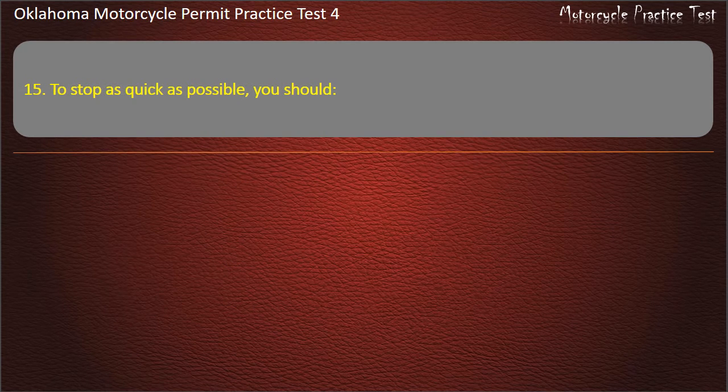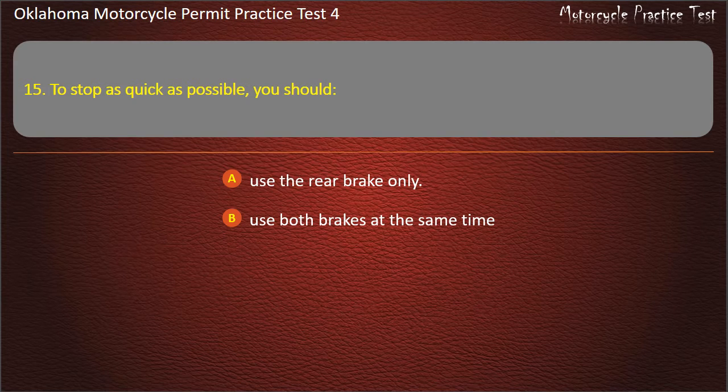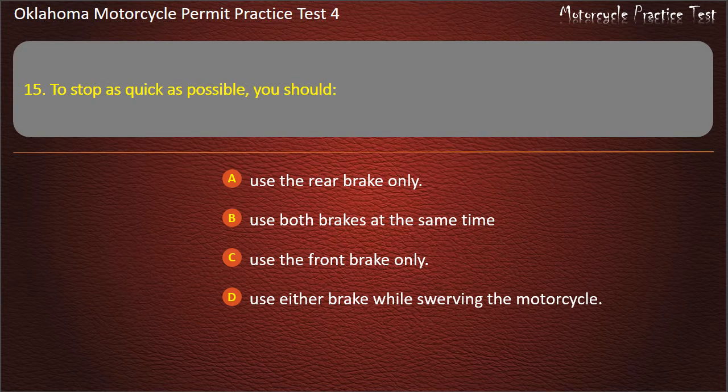Question 15. To stop as quick as possible, you should use the rear brake only. Use both brakes at the same time. Use the front brake only. Use either brake while swerving the motorcycle. Answer. Use both brakes at the same time.